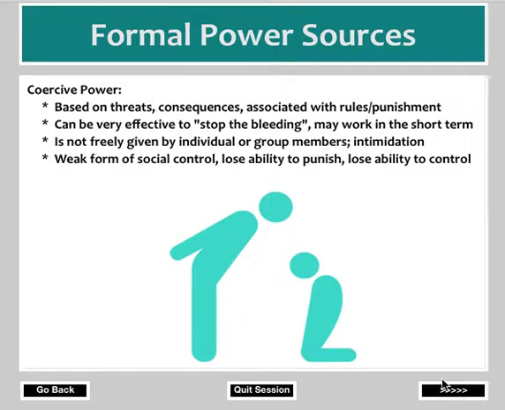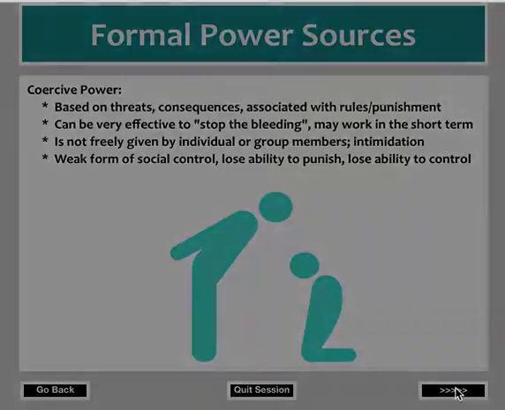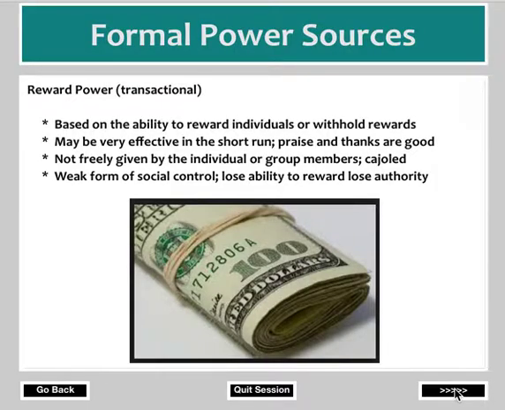So that's coercive power. That's one of the formal powers that has to do with your position. Another formal power is reward power. That's based on the ability to reward individuals or withhold rewards. This can be very, very effective in the short run. After all, most people like praise and thanks or some type of reward. However, like coercive power, it is a very weak form of social control, because as soon as you lose the ability to reward, you lose your control or your power.